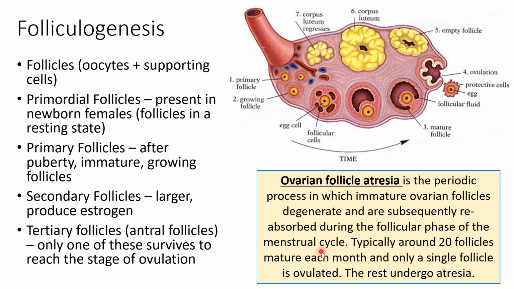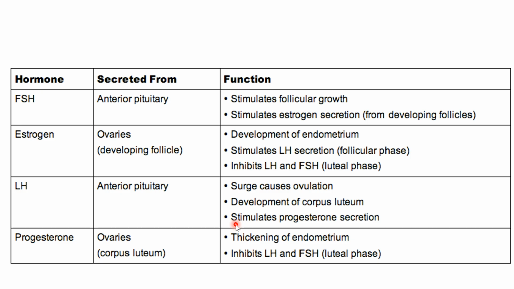I believe someone asked me in class, what happens to the rest? About 20 follicles mature each month due to the presence of follicle stimulating hormone. They're going to mature, but only one of those is actually going to leave the ovary, ovulation. What happens to the other 19? They undergo atresia, which is resorption. They just get resorbed and are no longer able to turn into something that's going to undergo ovulation. I hate to say they're wasted, but that's kind of what happens to them.